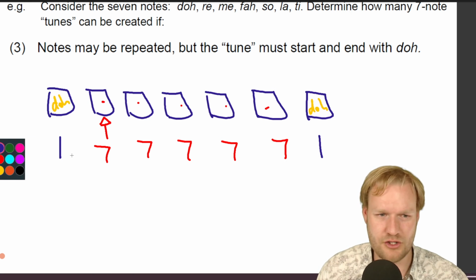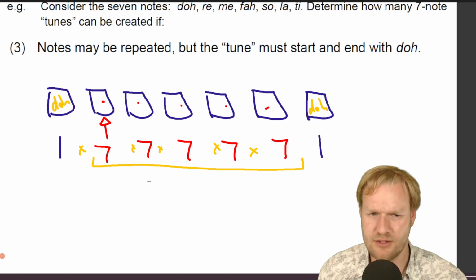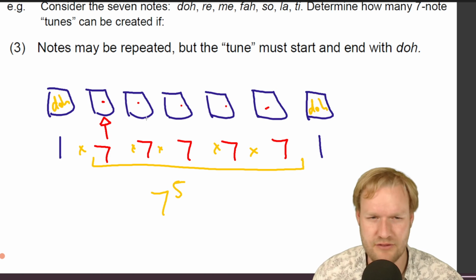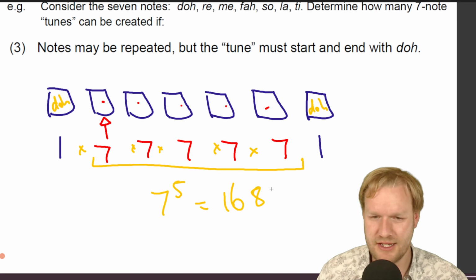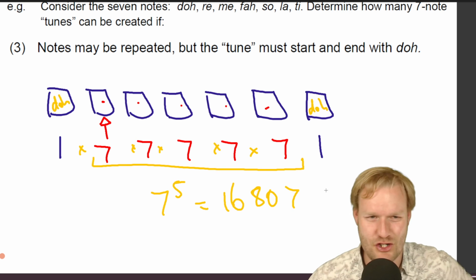So therefore, we're just going to take those things and multiply them all together. And here we can see that we've got 7 to the power of 5. That doesn't really matter. The examples are always small enough that you could go 7 times 7 times 7 times 7 times 7. I think it's worthwhile just seeing that as 7 to the 5. So 16,807 different little jingly tunes.